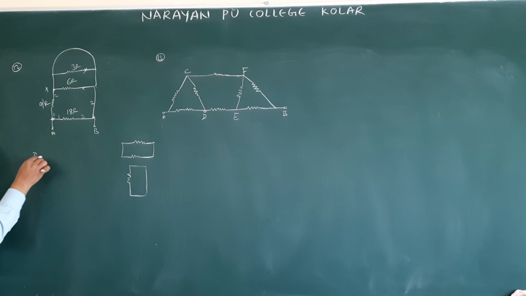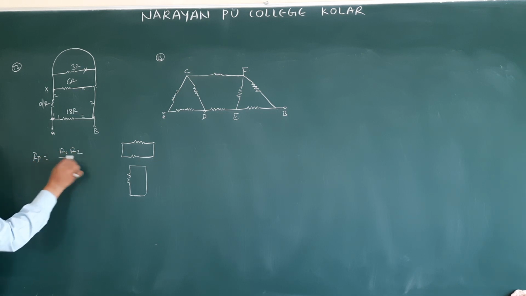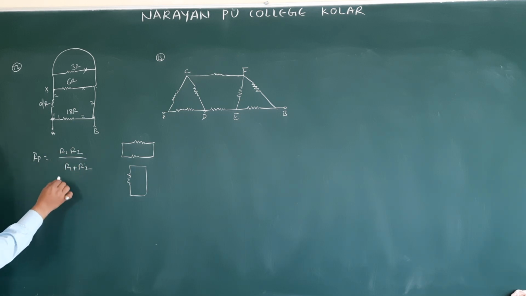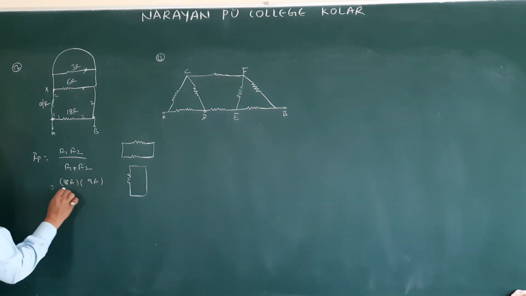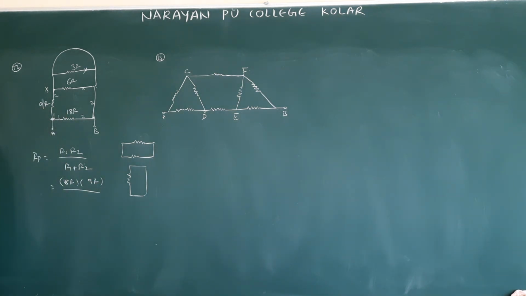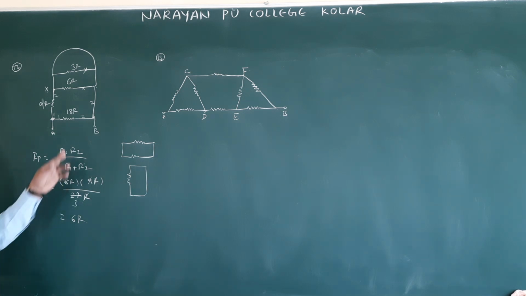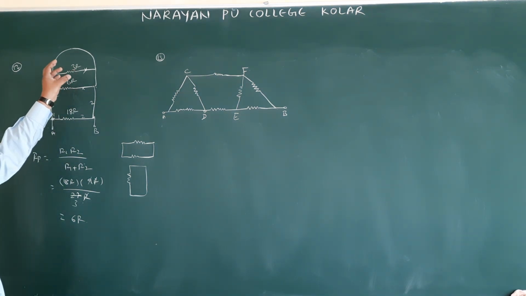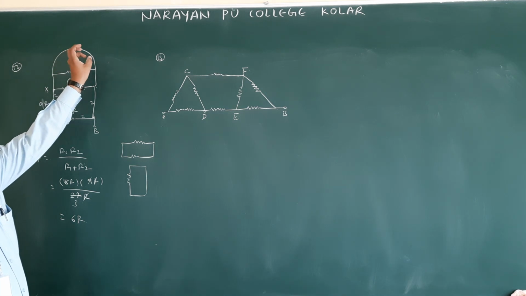So for parallel, what is the formula? R1 R2 by R1 plus R2. So 18R into 9R by 18 plus 9, which is 27. So 9R will be cancelled, giving 3 times 6. Therefore the final answer is 6R. Very important: this one will be a short circuit, because both the ends are connected to the same point.